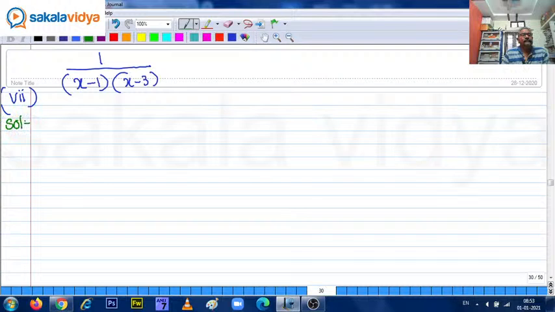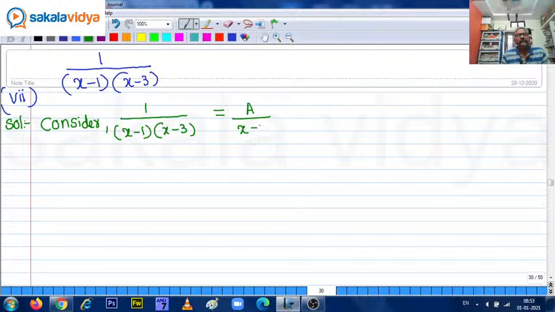Solution. Consider 1 upon x minus 1 times x minus 3 equals a upon x minus 1 plus b upon x minus 3. The same procedure.